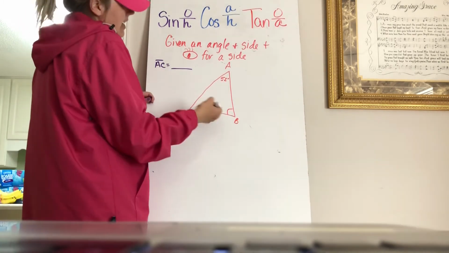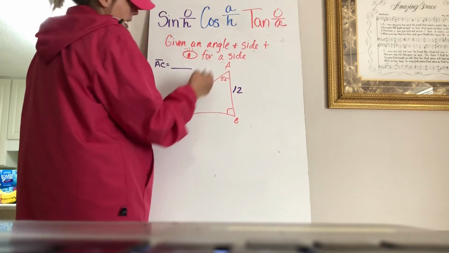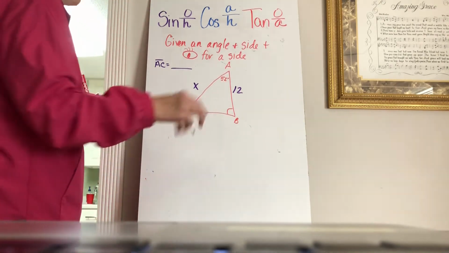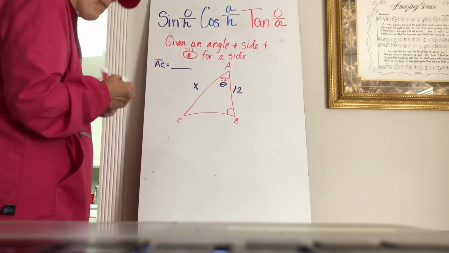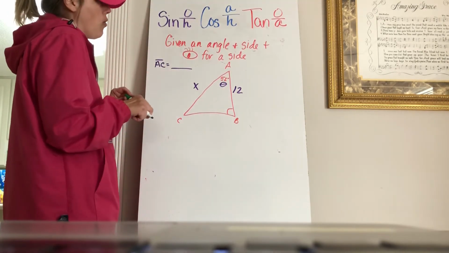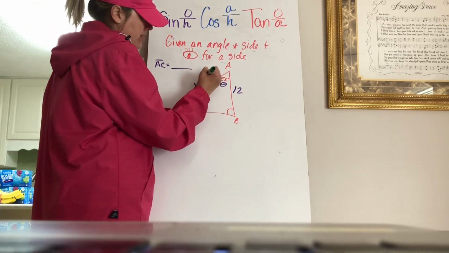I am going to give you this of 12. And we're looking for AC, so what am I going to put there? I'm going to put an X. Okay, so this is my theta. Label your theta. Now, what's the most important? Yep, label all your sides. Are you ready? So, what do you know about this X? What is that X? That's right, it's the hypotenuse.